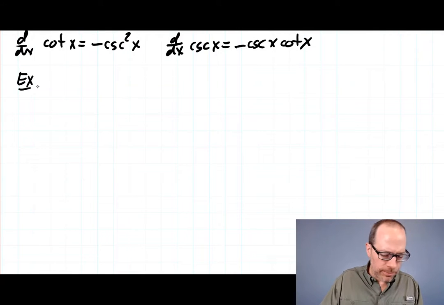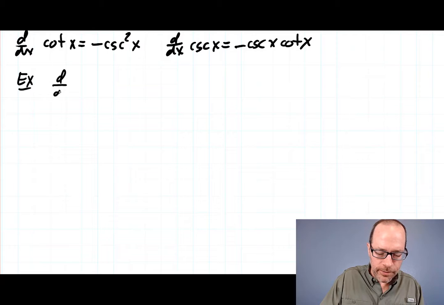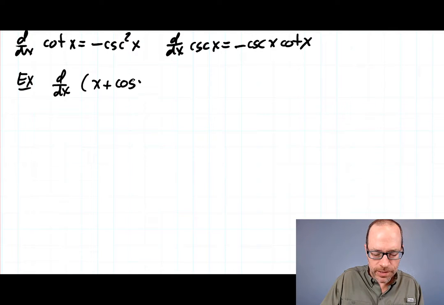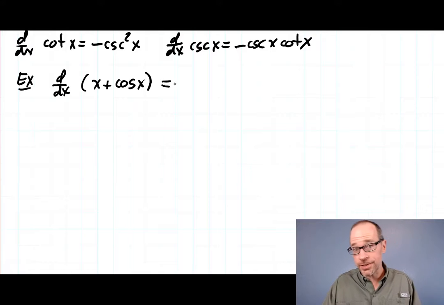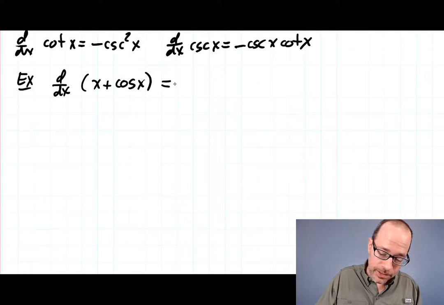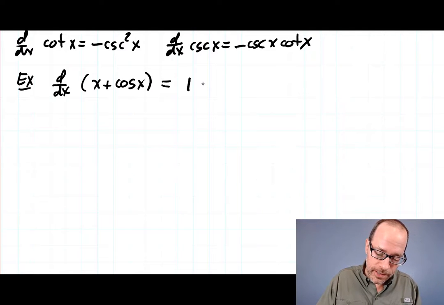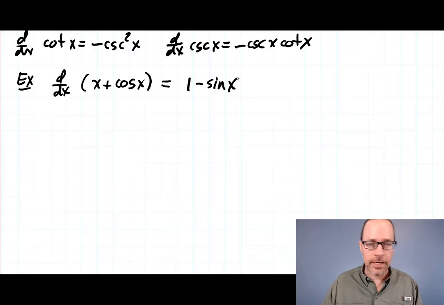So the first example is the derivative of x plus cosine x. Well, this is just the addition rule. Take the derivative of x, that's 1. Derivative of cosine, that's minus sine, and you're done.